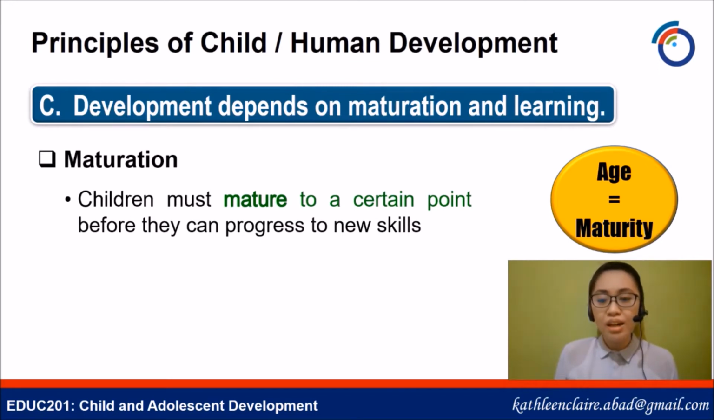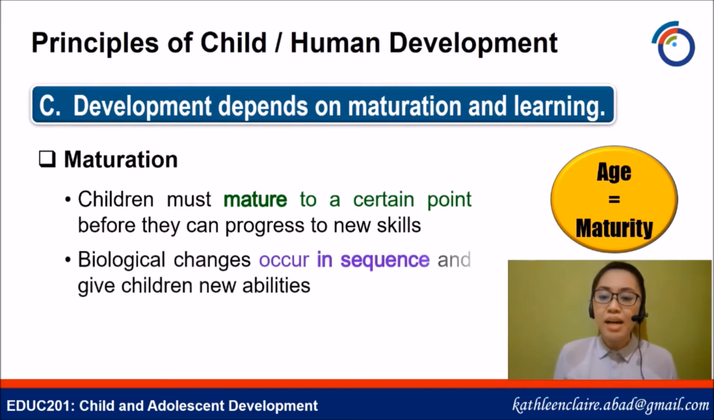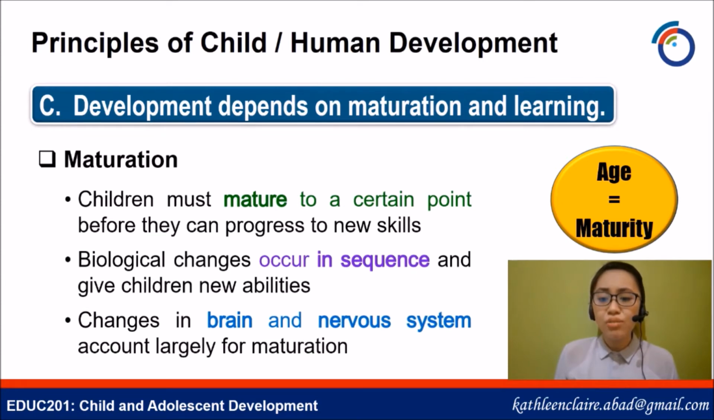Okay? Also, for maturation, biological changes occur in sequence and give children new abilities. Changes in brain and nervous system also account largely for maturation. Kaya nga sabi, hanggat hindi pa umaabot sa ganitong age, ibig sabihin hindi pa kasi ganun ka-develop yung brain and yung nervous system. So, equivalent siya sa hindi pa ganun ka-mature yung batang yon. Okay, so that is for maturation.